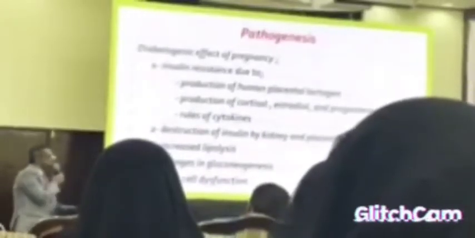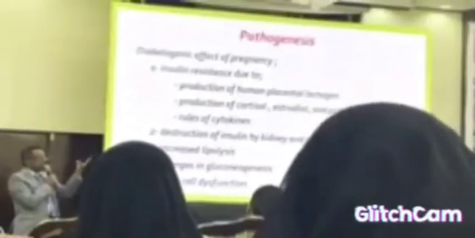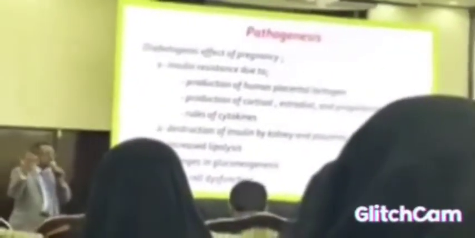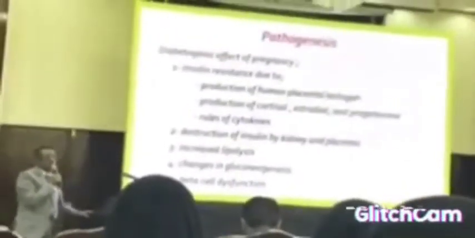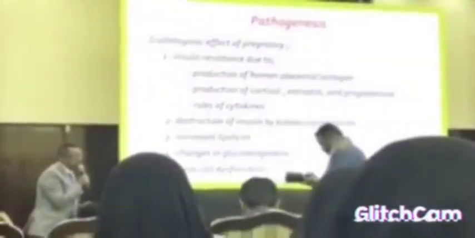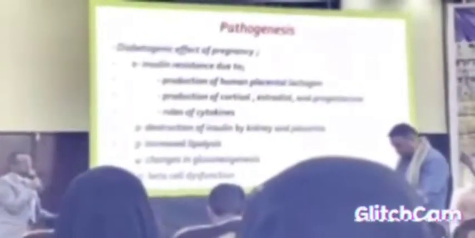What is the diabetogenic effect of pregnancy? During pregnancy, there is insulin resistance together with some sort of beta cell dysfunction. Insulin resistance is due to many hormones, including human placental lactogen, estrogen, progesterone and cortisol. Also there is the role of cytokines, including tumor necrosis factor alpha. Also there is destruction of insulin by the placenta and by the kidney. Also there is increased lipolysis and changes in gluconeogenesis.